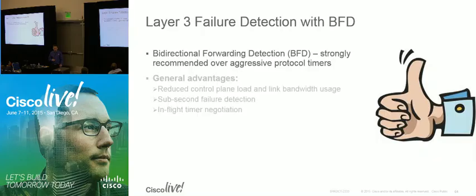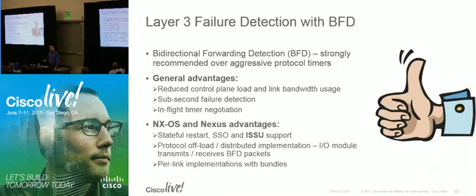Why is BFD awesome? General advantages: I talked about reduced control plane usage. We just have one set of aggressive timers versus trying to tune all the protocols. We can do sub-second detection. We can negotiate timers in flight. What's up with that? We use this to do ISSU. We can inflate timers in flight without tearing down the BFD session. We tell our neighbor, hey, can you increase your timeout to a 25-minute value? Let me upgrade my line card, and then I'll bring it back down. LACP cannot do that, by the way. Some people wanted to do that, but they can't.